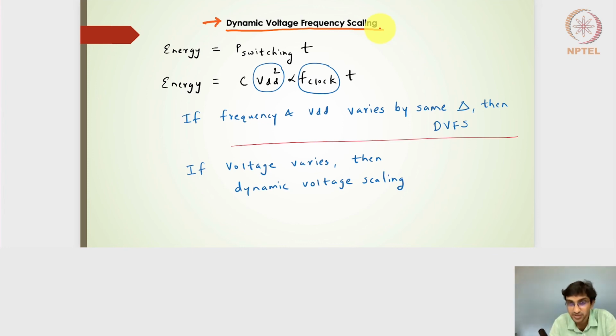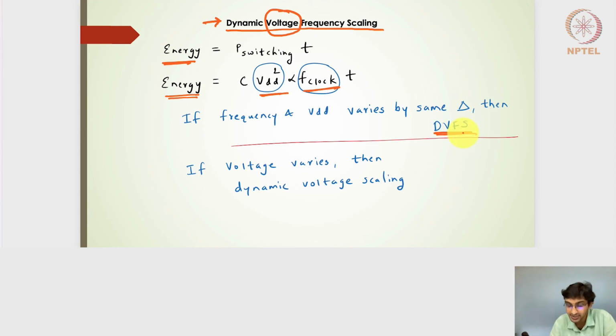So this is an extension of the voltage scaling, and that's why these 2 slides are included in this particular lecture. But it is not only about the voltage scaling, it's also about the frequency scaling. If I consider the energy term, it is nothing but the dynamic power or the switching power multiplied by the time, right? So the energy I can rewrite as C VDD square alpha F clock into T. If the frequency of the clock and the VDD vary by the same delta, then we say that it is dynamic voltage frequency scaling.